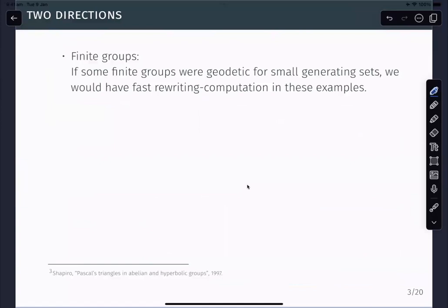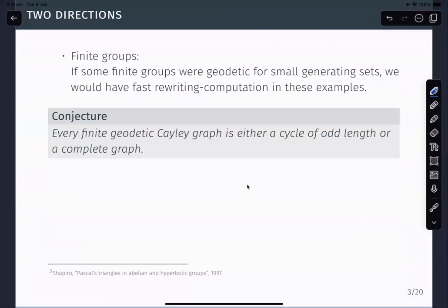But here's a slight nod to complexity: if you had a finite group that was geodetic with respect to a nice generating set, not the whole group, which is a bit useless, then we'd have very fast ways to compute, because we would have a rewriting system to get things down to a normal form that would be a unique geodesic. So maybe it would be good to have such a thing. However, I'm going to be bold and make a conjecture that actually I don't know any other groups.